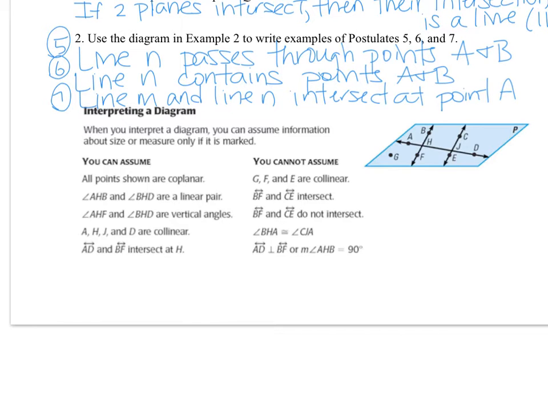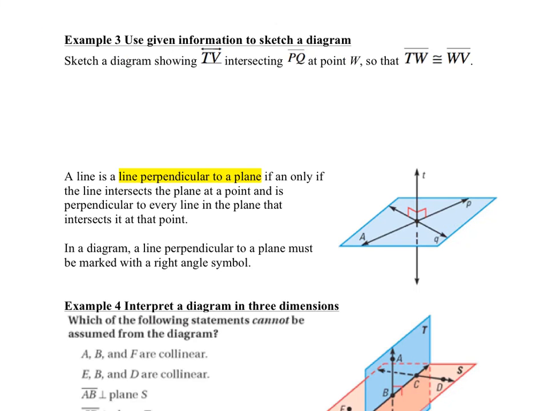You can't, because it looks like you can draw something like G, F, and E. Looks like they would be collinear, but unless a line is drawn through them, they are not collinear. While it looks like I have right angles, unless you have the little red box that indicates perpendicular and right angles, you can't just assume them. Okay, so that is what that pretty much is. So we're going to do some interpretation and drawing based on information that we're given.